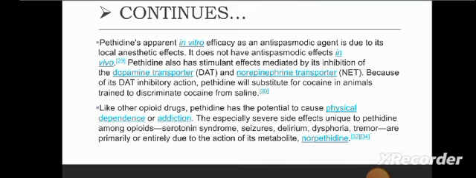The side effects unique to pethidine among opioids, serotonin syndrome, seizures, delirium, dysphoria, and tremors, are primarily or entirely due to the action of its metabolite, norpethidine.